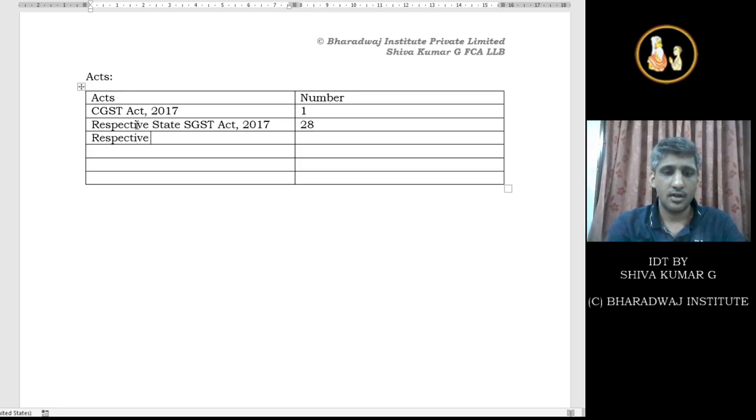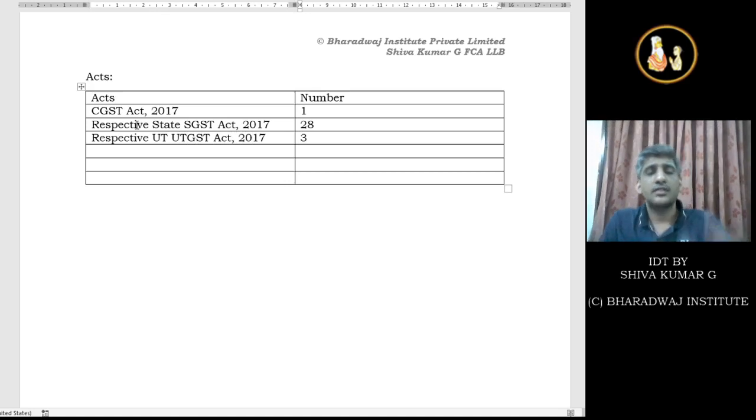Then the respective Union Territory UTGST Act 2017. How many are there? Only 3: Puducherry, Delhi, and now Jammu and Kashmir. Jammu and Kashmir earlier was a respective state, now it is called a union territory. Why will they have an act? Because they have MLAs, a chief minister and all, so they will pass the law.